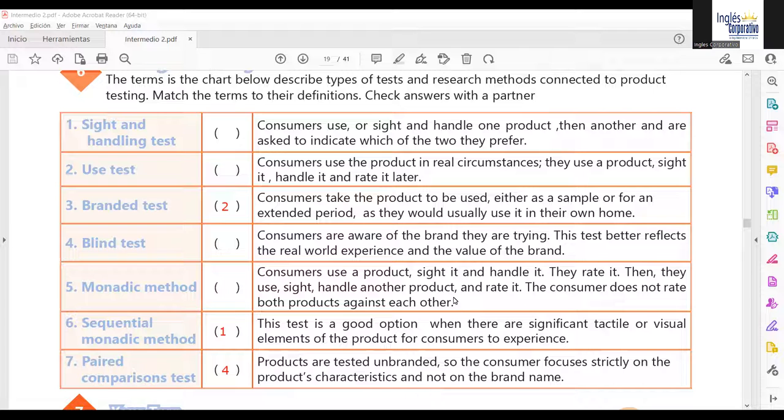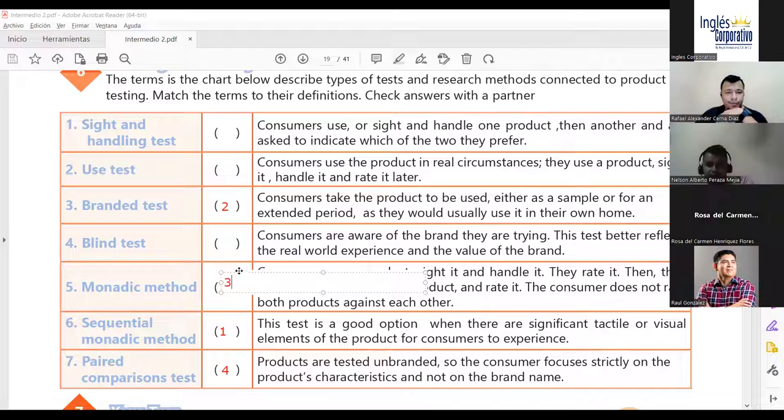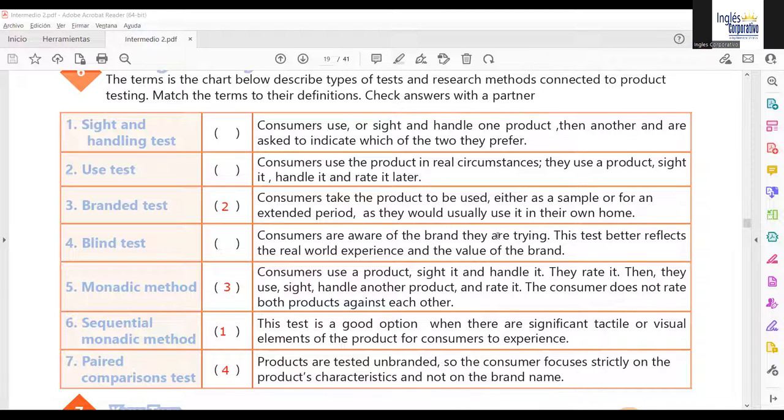For me, but if you want, can you put the three here? Try this test better. Aware of the brand they are trying. This test better reflects the real world experience and the value of the brand. Será ese. That sounds better. El valor de la marca. The customers are aware of the brand they are trying. This test better reflects the real world experience and the value of the brand. Yeah, that is the number three.